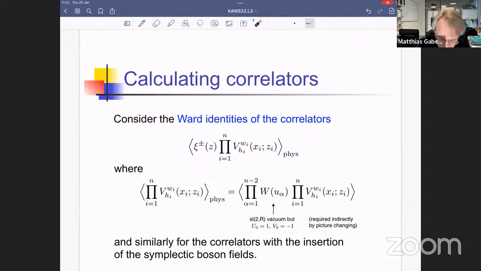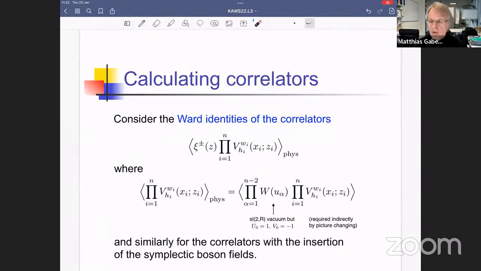Now, if we work in the Neveu-Schwarz-Ramond description and we just use the SL2R currents, then that's all there is and there is no subtlety. But if we work in the hybrid formalism, we are manifestly working in a superstring setup. And then there is an issue having to do with the picture changing. So then you have to introduce picture changing operators.